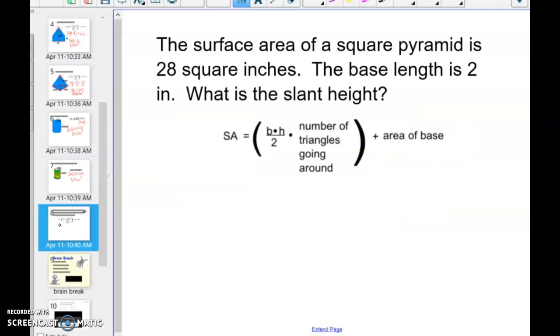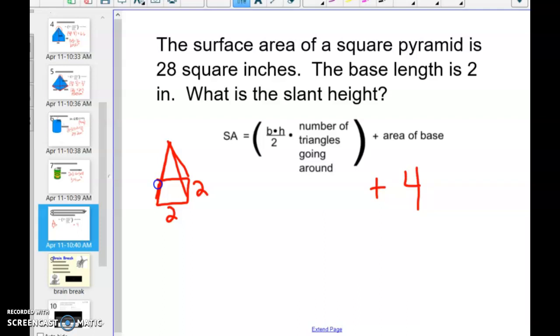Alright, this question you will often see, and it is a tricky one, but I just kind of want to go through it. It says the surface area of a square pyramid is 28 square inches. The base length is 2 inches. What is the slant height? Well, if I know it's a square pyramid, and I know that the base is a square, and I know that it is 2 length, that means the bottom has to be 2 times 2, which is 4. So I know that that part right there is 4.